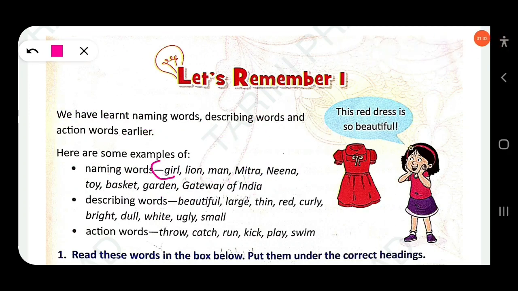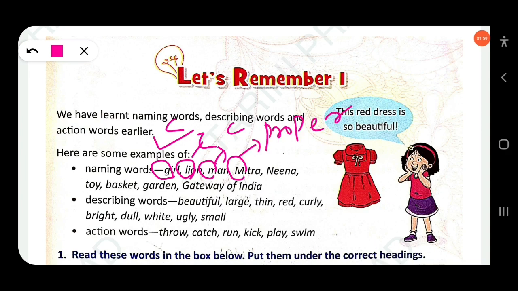Here girl, that means here G is written in small letter, so this is a common noun. Then lion, here L is written in small, this is a common noun. Then here man, M is written in small letter, this is a common noun. Here Mitra, here M starts with a capital letter. Okay, this is a proper noun. So how to identify common and proper nouns? A proper noun always starts with a capital letter. Okay, so similarly here Nina, this is the name of a girl, and here N is written in capital, so this is a proper noun.